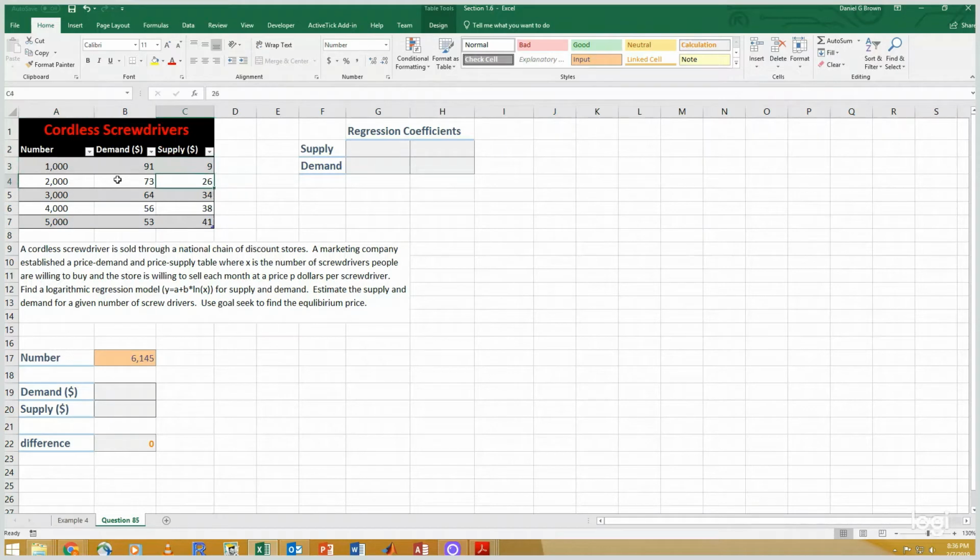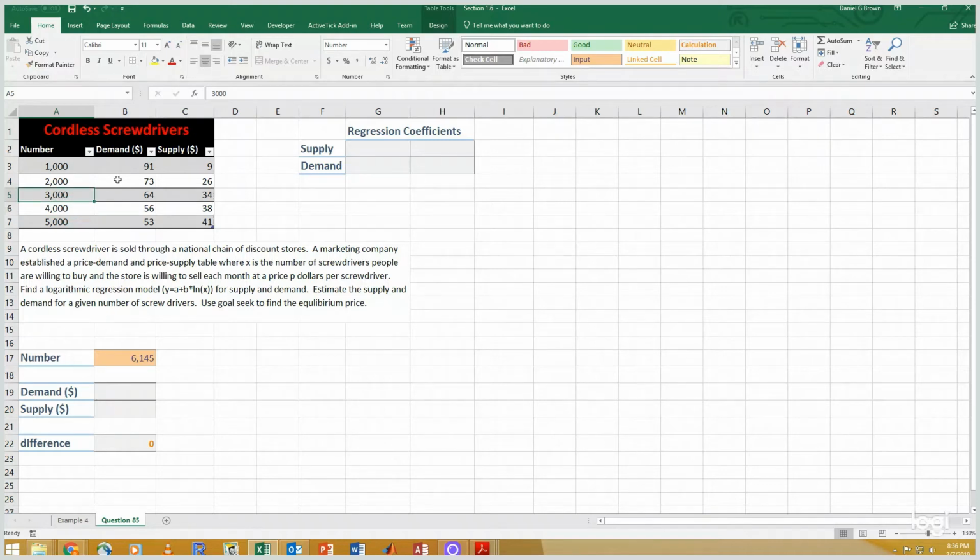Looking at supply, if the company can sell screwdrivers at $26, they're willing to sell 2,000 of them. If they can receive $38 for them, they're willing to sell 4,000 of them. So these are our functions. We're going to try to fit them using a logarithmic regression model.